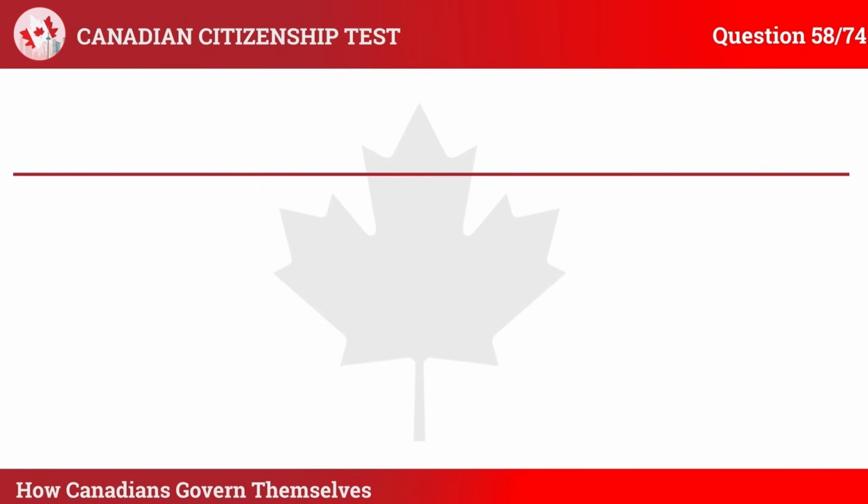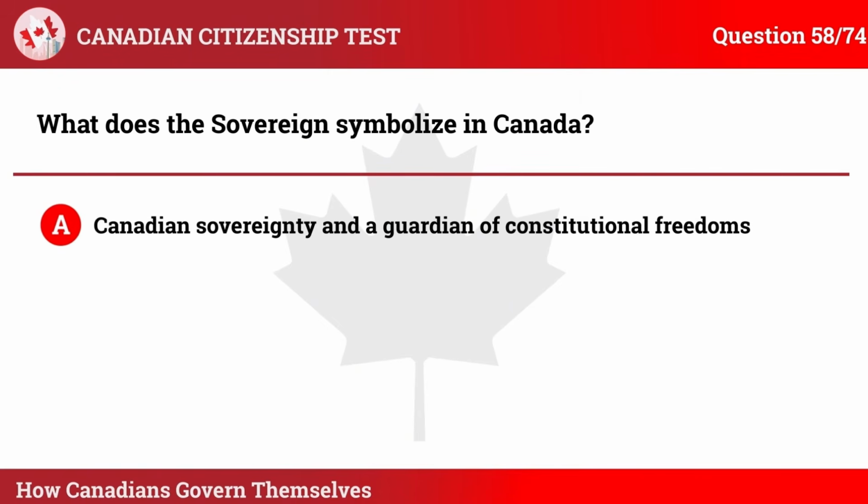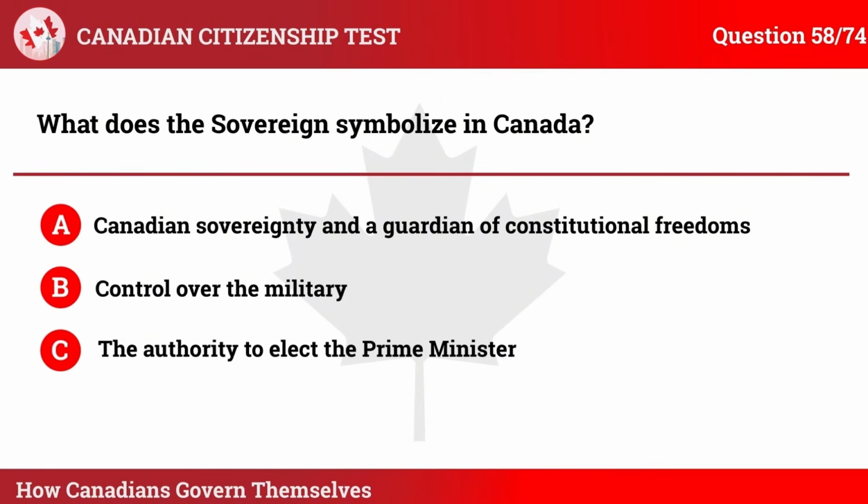Question 58. What does the sovereign symbolize in Canada? A. Canadian sovereignty and a guardian of constitutional freedoms. B. Control over the military. C. The authority to elect the Prime Minister. D. The power to make laws.